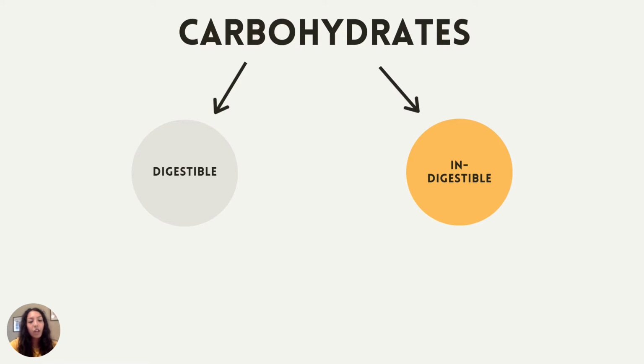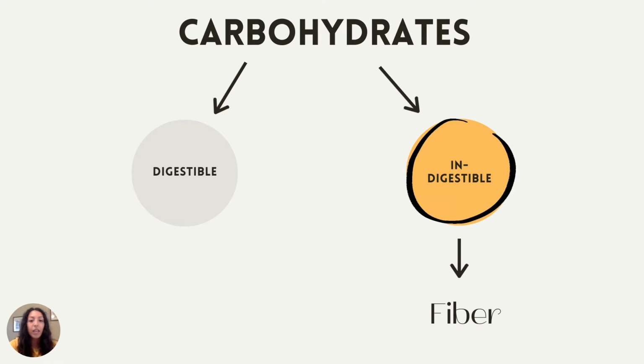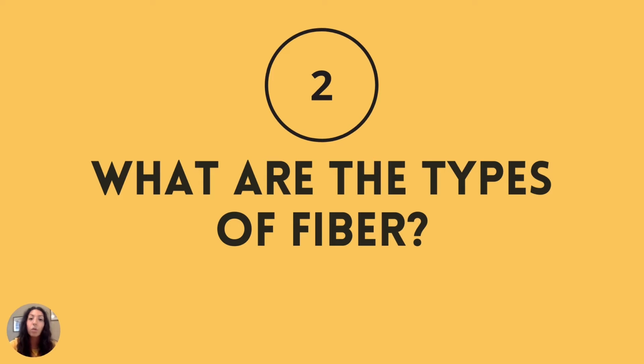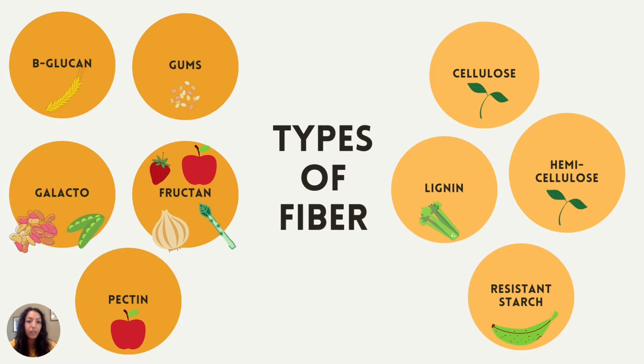So we can also look at carbohydrates based on their digestibility. So we have digestible carbs and indigestible carbs. And the indigestible carbs are the fiber component. So what are the types of fiber? There are many types of fiber, as you can see here, but the key thing to remember is that all fiber comes from plants.